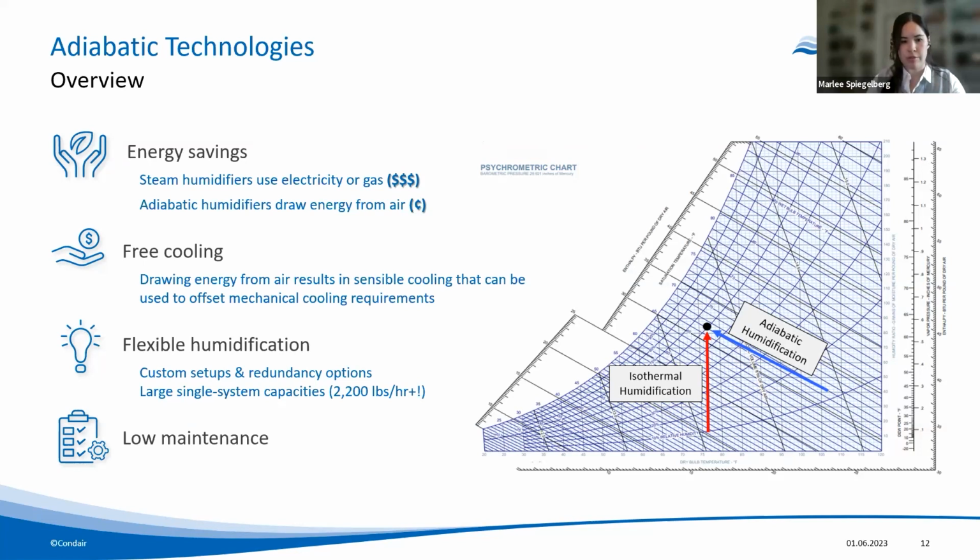It is also a very flexible humidification type. Most systems are pretty custom setups. It's very flexible to allow for redundancy, and they have large single system capacities going up to about 2,200 pounds per hour on a single system. So really good to consider for large humidification jobs. It's a very bespoke solution, and there's a lot of customization that you can do here.